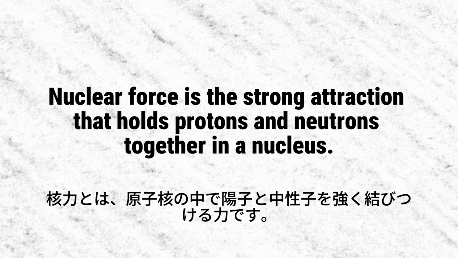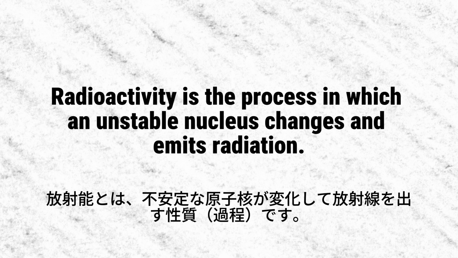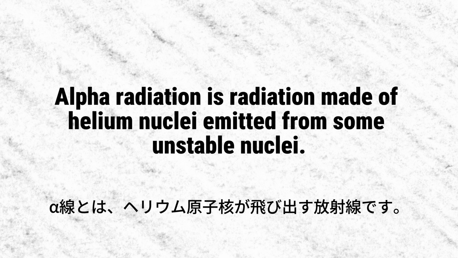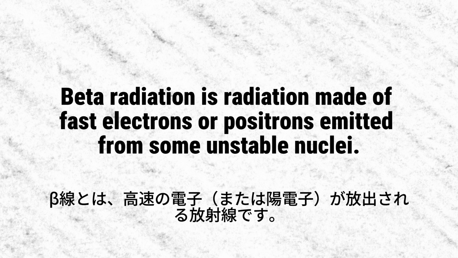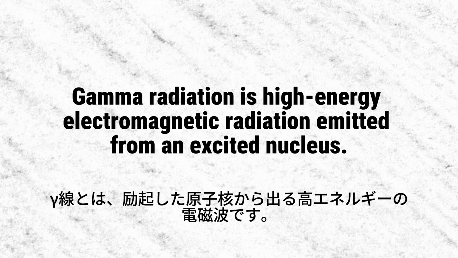Nuclear force is the strong attraction that holds protons and neutrons together in a nucleus. Radioactivity is the process in which an unstable nucleus changes and emits radiation. Alpha radiation is radiation made of helium nuclei emitted from some unstable nuclei. Beta radiation is radiation made of fast electrons or positrons emitted from some unstable nuclei. Gamma radiation is high-energy electromagnetic radiation emitted from an excited nucleus.